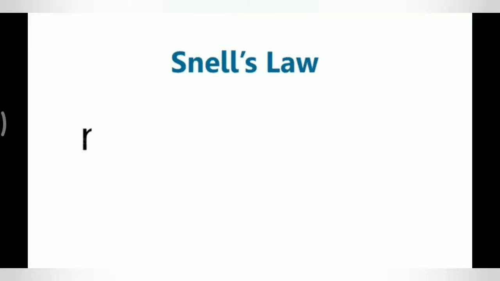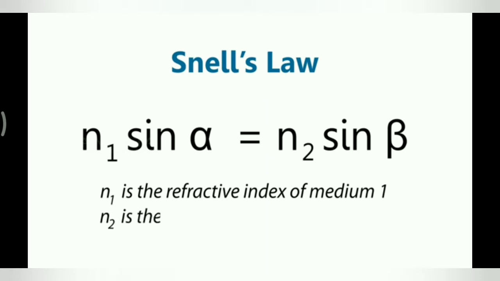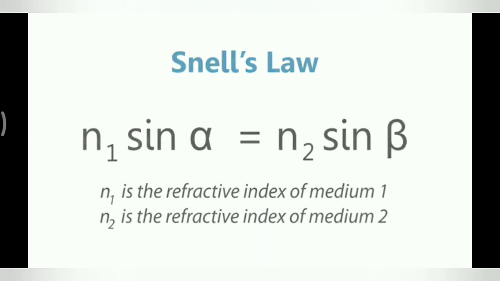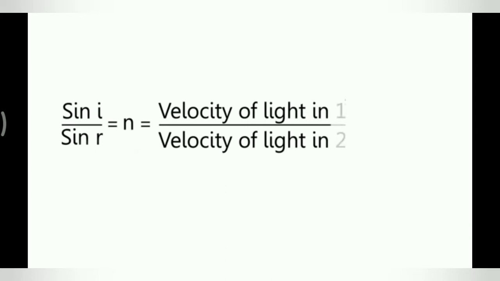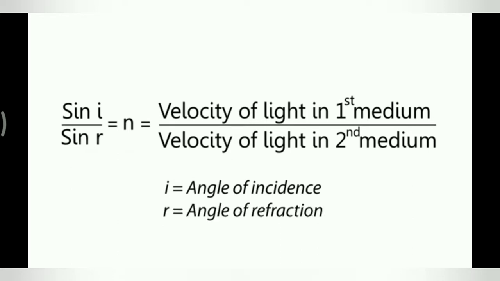The refractive index is determined by Snell's law. N1 sin alpha is equal to N2 sin beta, where N1 is the refractive index of medium 1 and N2 is the refractive index of medium 2. Also, sin i by sin r is equal to N, which is equal to the velocity of light in the first medium by the velocity of light in the second medium, where i is the angle of incidence and r is the angle of refraction. The above ratio determines the refractive index of medium 2, which is always greater than unity.